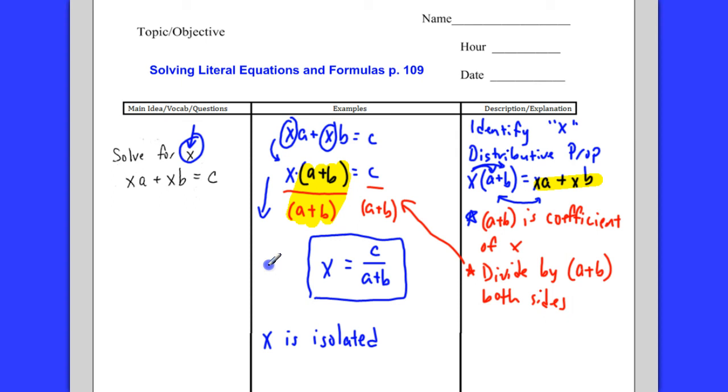Well, you have x times a plus b. So you divide by a plus b. It's the coefficient. It just looks different because it's letters instead of numbers, but that's how you've got it. You have x isolated and solved.